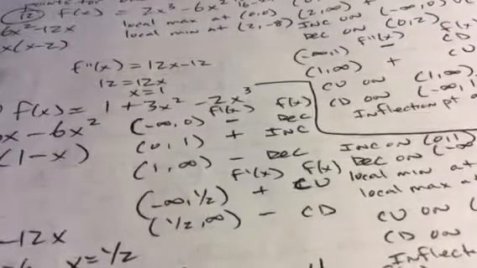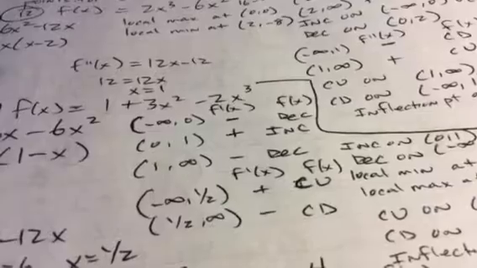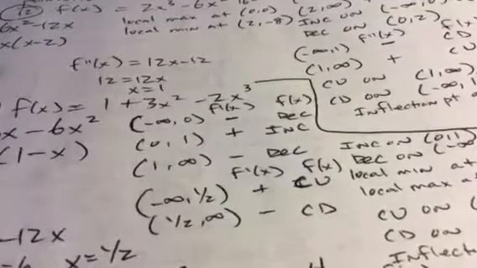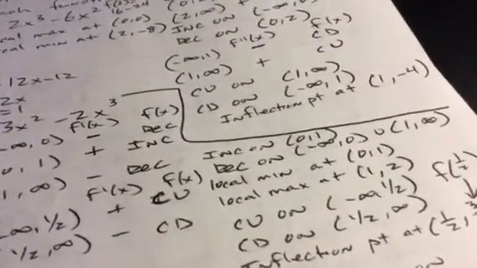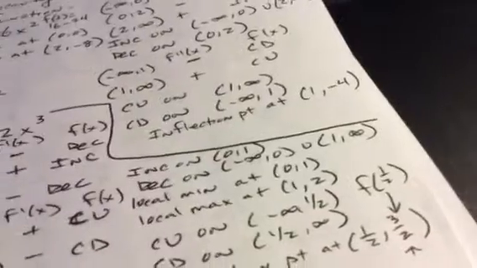Really, for 0 to 1, you're going to use 1/2. For -infinity to 0, maybe -1. For 1 to infinity, use 2. Anyway, it's increasing on just that interval 0 to 1. It's decreasing from -infinity to 0 and 1 to infinity.